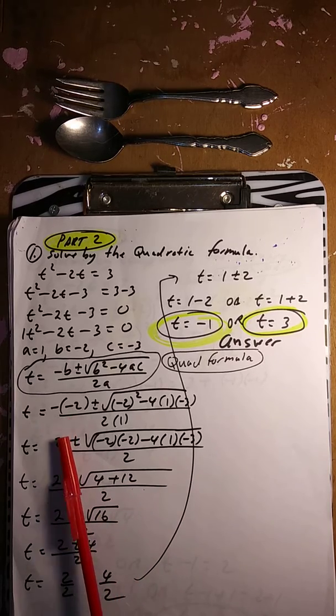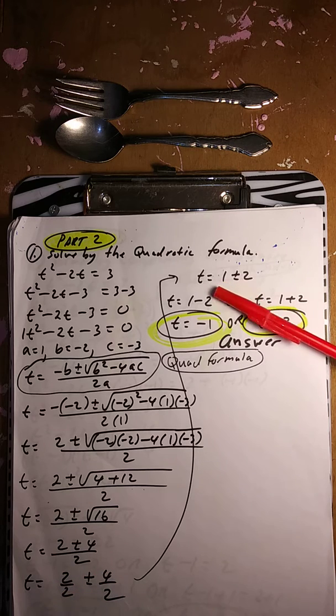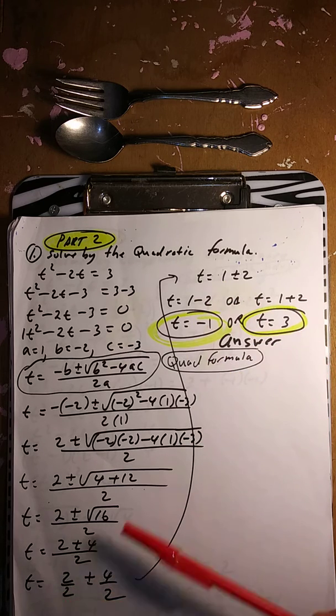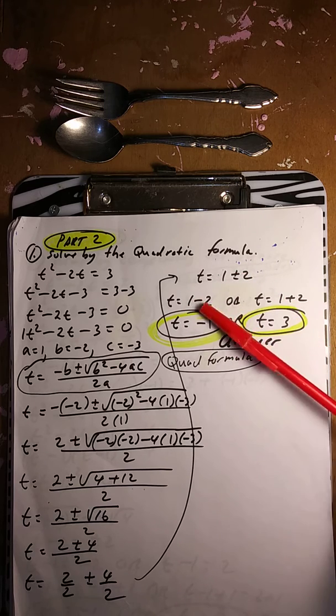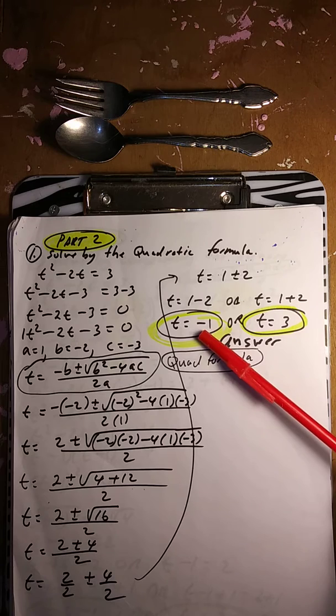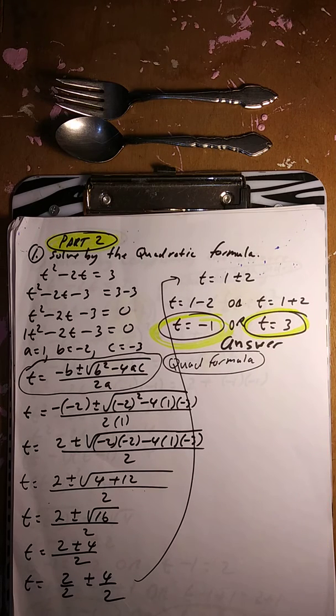And then negative of negative 2 is a positive 2 right here. So now we have 2 plus or minus the square root of 16, which is a 4. Divide by 2, so 2 divides 2, yes, right here. So it's going to be 1 plus or minus 2. So 1 minus 2 or 1 plus 2, so it's going to be negative 1 or 3. This is by using the quadratic formula.